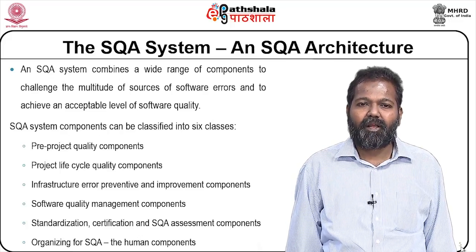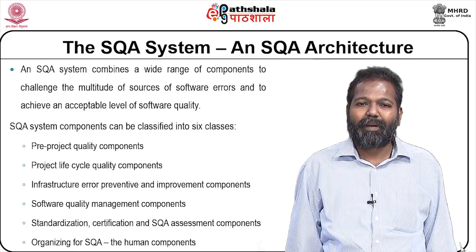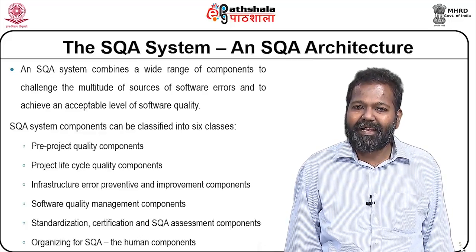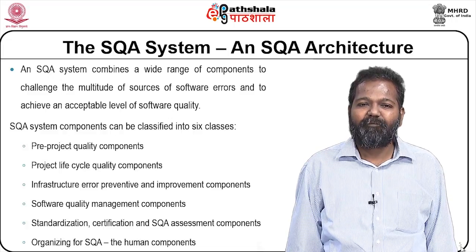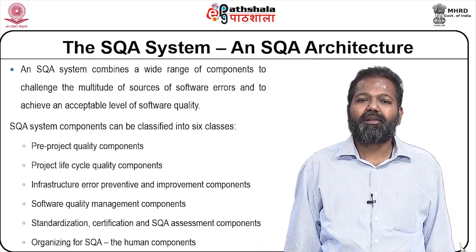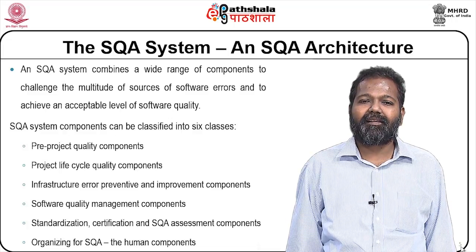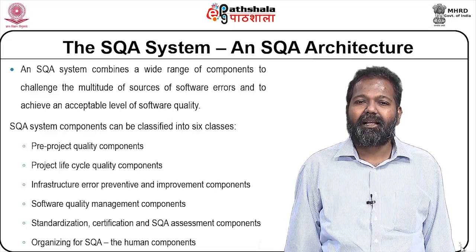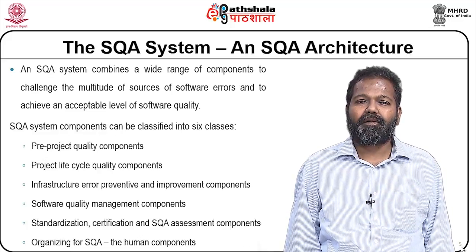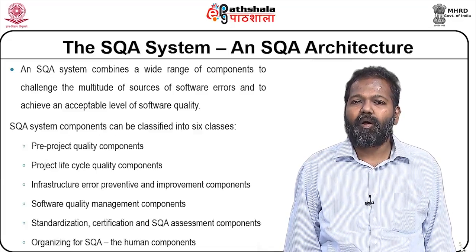Software quality assurance system components can be classified into 6 classes: pre-project quality components, project lifecycle quality components, infrastructure error preventive and improvement components, software quality management components, standardization, certification, and software quality assurance assessment components, and organizing for software quality assurance, the human components.